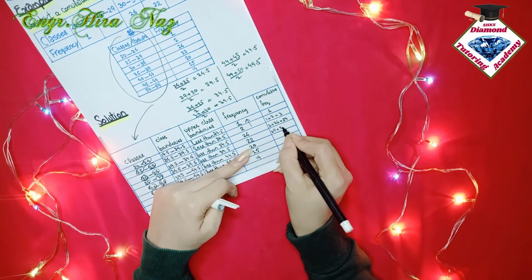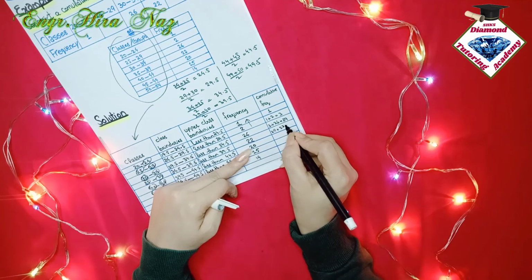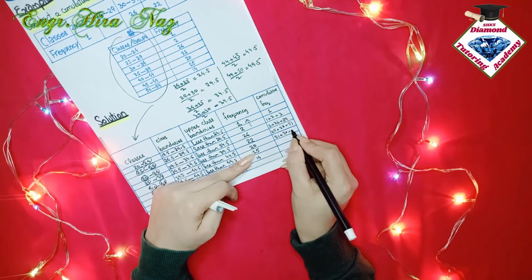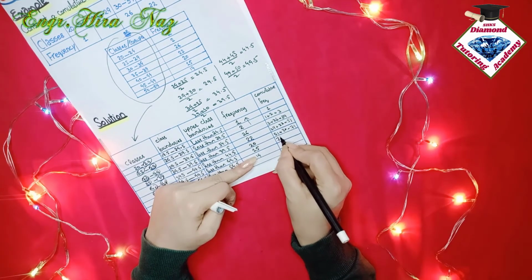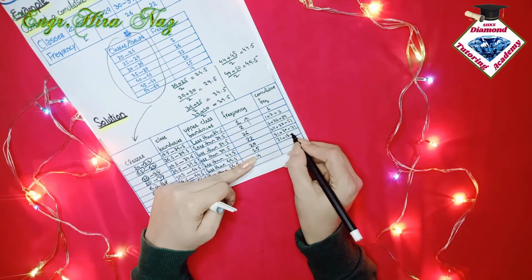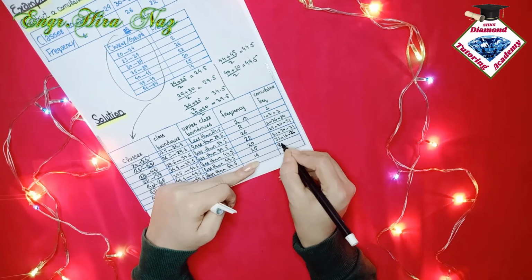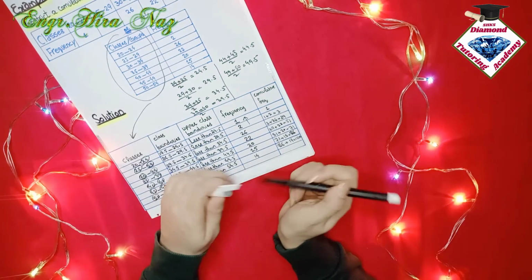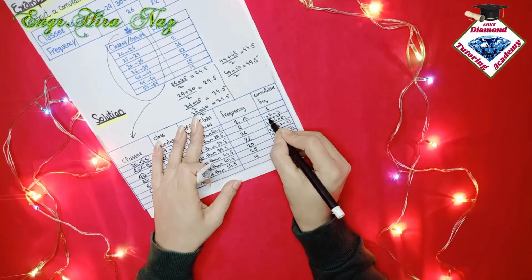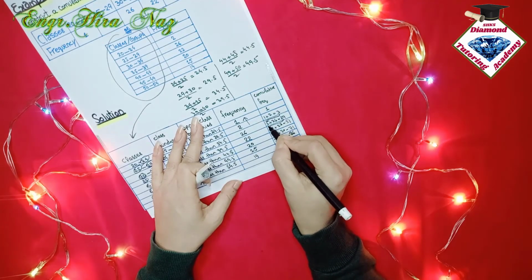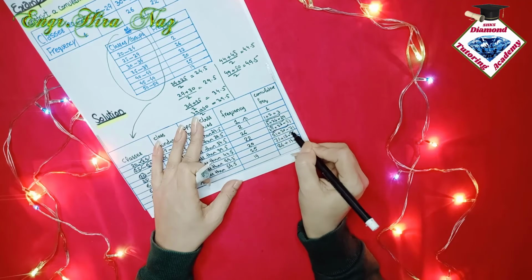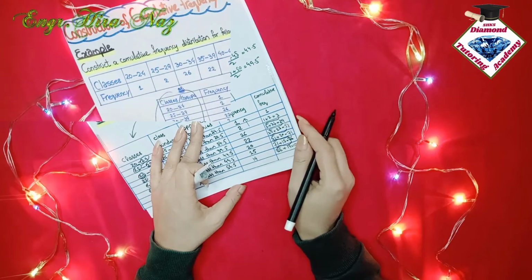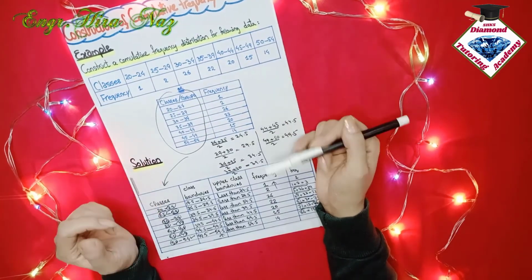29 plus 22 will give us 51. 51 plus 20 will give us 71. 71 plus 15 will give us 86. 86 plus 14 will give us 100. Means you have to add the previous frequency here. Sum of previous frequencies here you have to add. Understand? Now you are done with construction of cumulative frequency table.